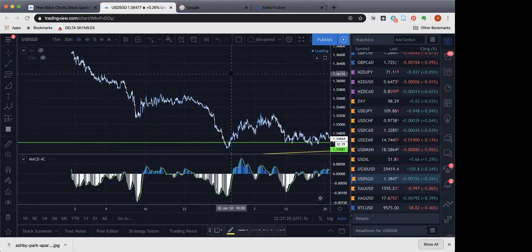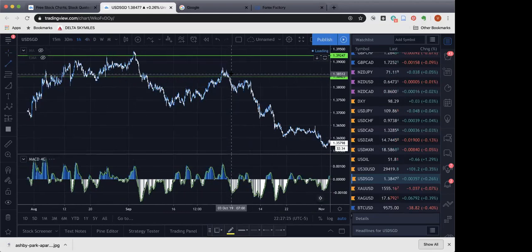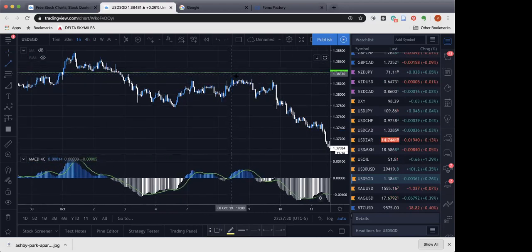So boom. What you do is you go down a time frame. Do you see the candle that got engulfed now? Look at the zone.